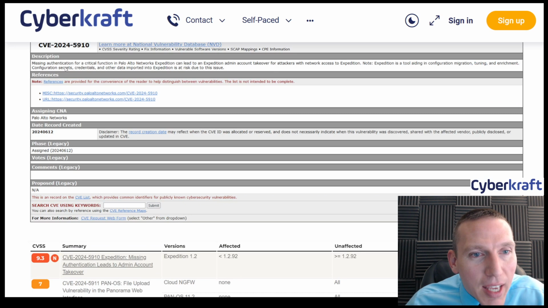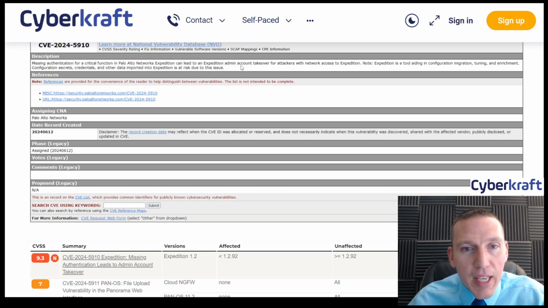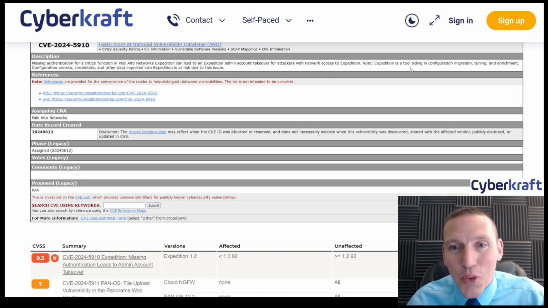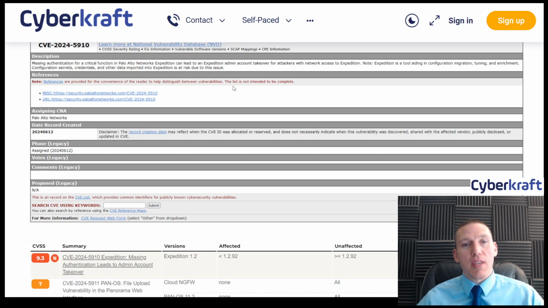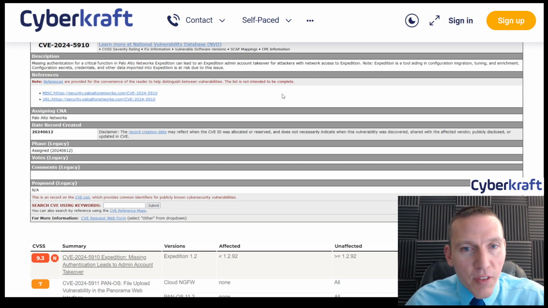All right, let's see. Missing authentication for critical function in Palo Alto Networks Expedition can lead to an Expedition admin account takeover. I think Expedition is one of the operating systems. Admin account takeover for attackers with network access to Expedition. Okay, so if an attacker has access to Expedition, they can take over the admin account. Note, Expedition is a tool aiding in configuration, migration, tuning, and enrichment. Configuration secrets, credentials, and other data imported into Expedition is at risk due to this issue. Okay, so it's a configuration tool. That's what Expedition is. And if the attacker has network access, they can change it. So what does it say here?